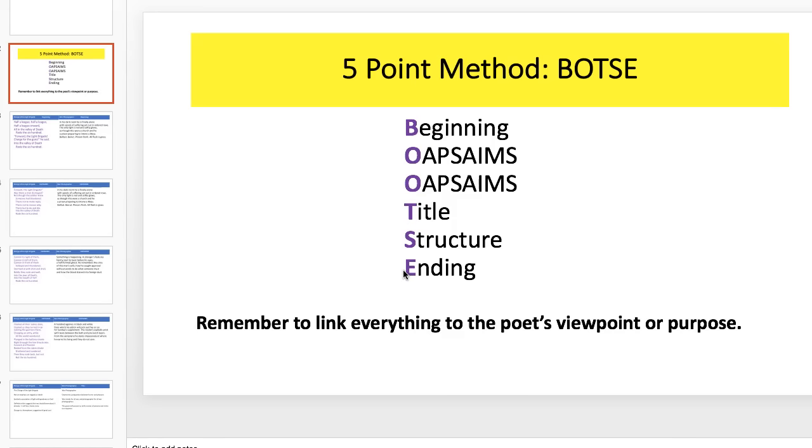Now, because you're comparing, you really don't have much time to write a lot about each poem. So you'll talk about the beginning of one and then compare that to the beginning of the other. A language feature or poetic technique in one and compare it to the other. I put a second one in case you're really good and you've got time. Then the title, if you've got time or it's relevant. Structure is a must, and then the ending. Because you're comparing with another poem each time, you don't have to know the poem in incredible detail because you simply won't be able to write that much about each one.